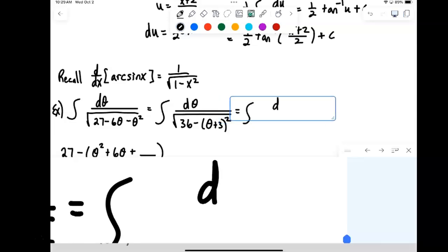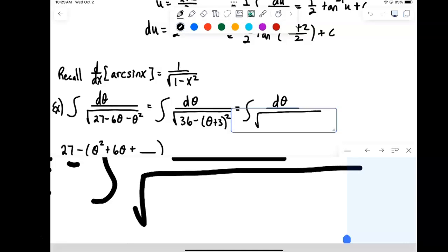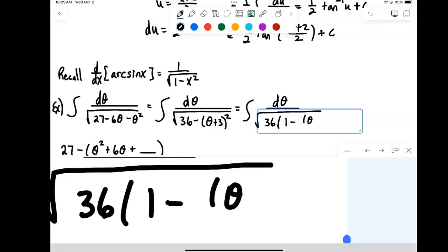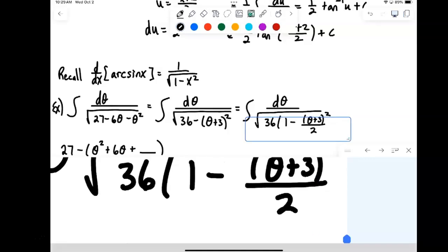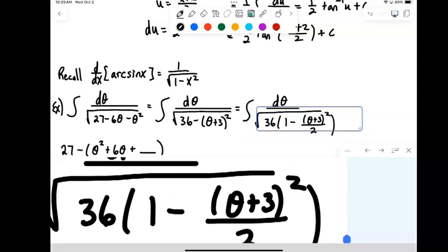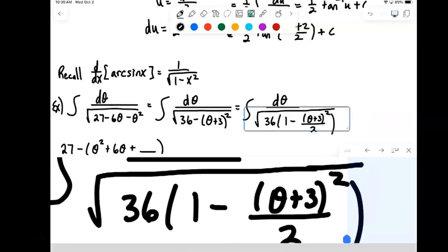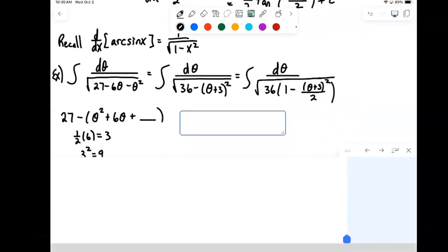So doing that gives me d theta over the square root. So we take the 36 out. That gives me 1 minus the quantity theta plus 3 squared all over 2. Okay, and then I can do a couple of things here now. I can take the square root of 36, which would be 6, and then that's in the bottom, so that'll come out front as a 1/6.